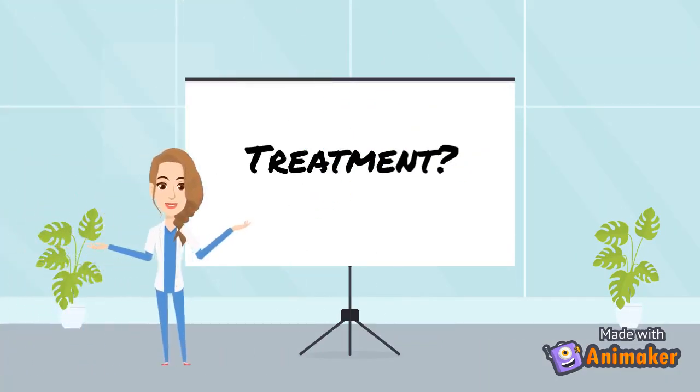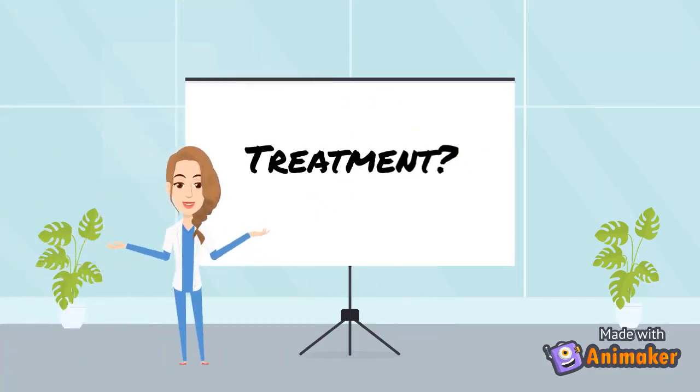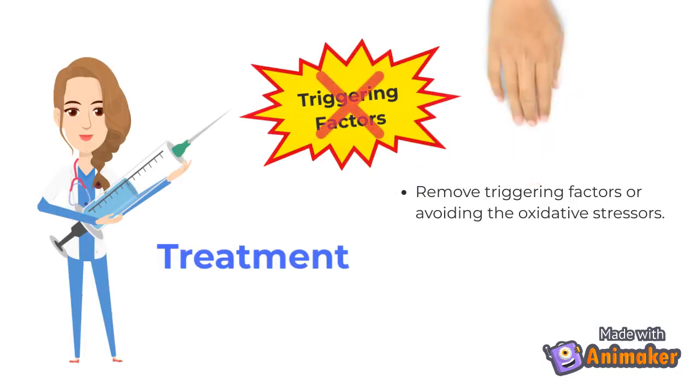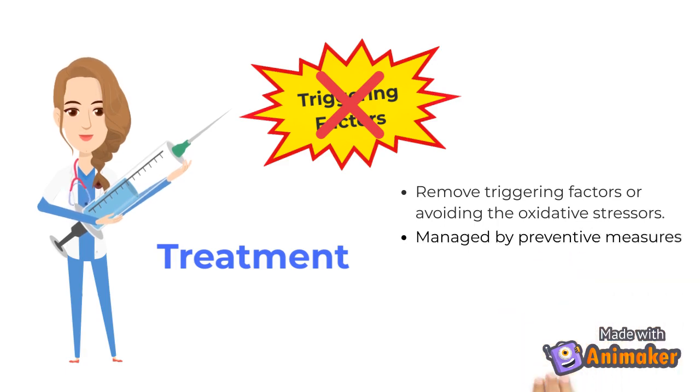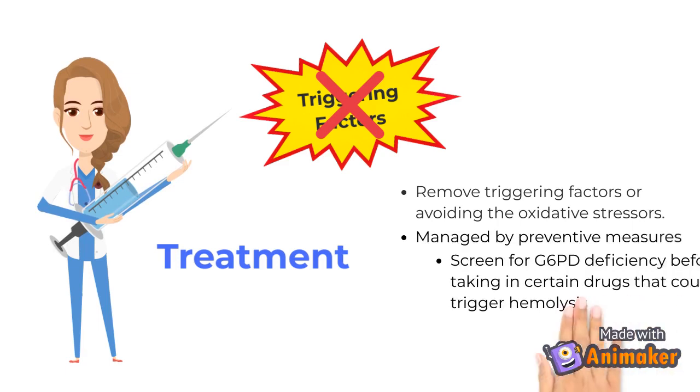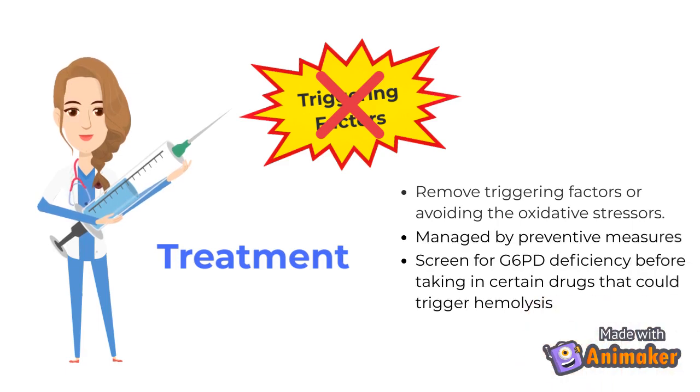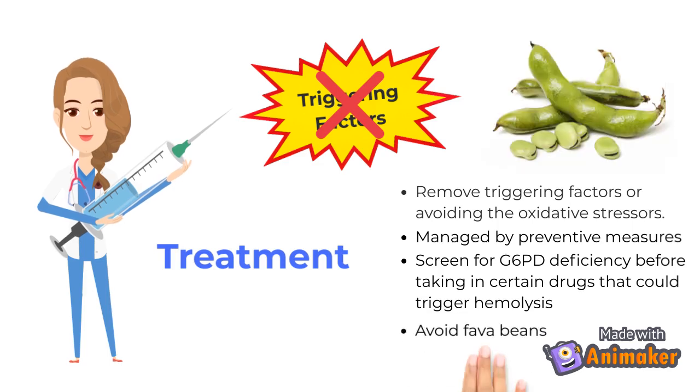The main treatment for G6PD deficiency is very simple. It is by removing the trigger or avoiding the oxidative stresses. Most infected individuals do not require treatments. Instead, it is managed by preventive measures. Individuals should be screened for G6PD deficiency before taking in certain drugs, such as certain antibiotics, anti-malarial drugs, and even other drugs that could trigger hemolysis. Furthermore, fava beans should be avoided for G6PD deficiency individuals.